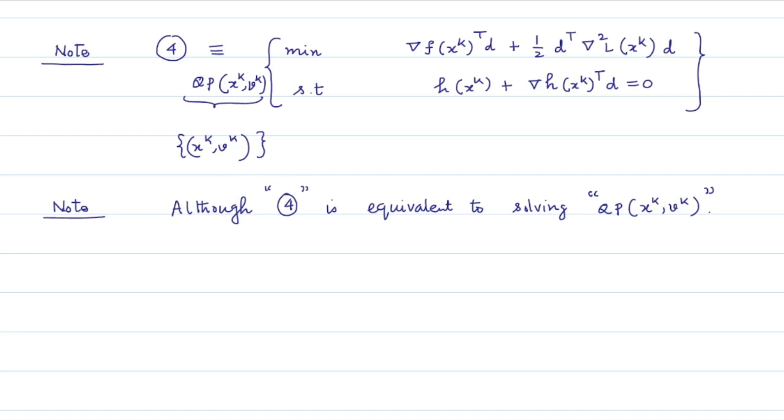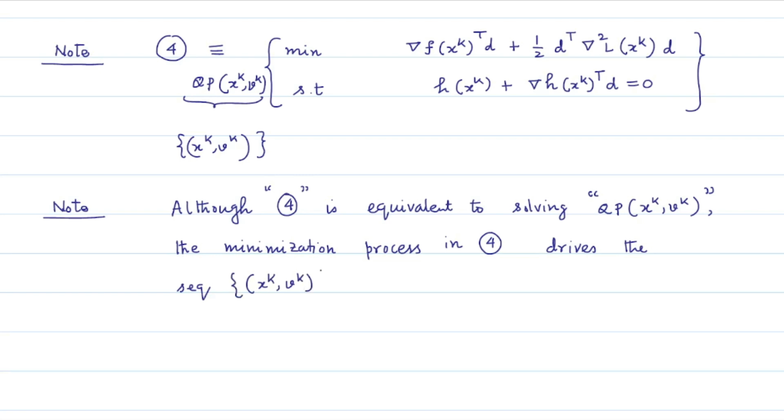So I write it here that the minimization process in 4 drives the sequence xk, vk towards a desirable KKT or a better KKT point.